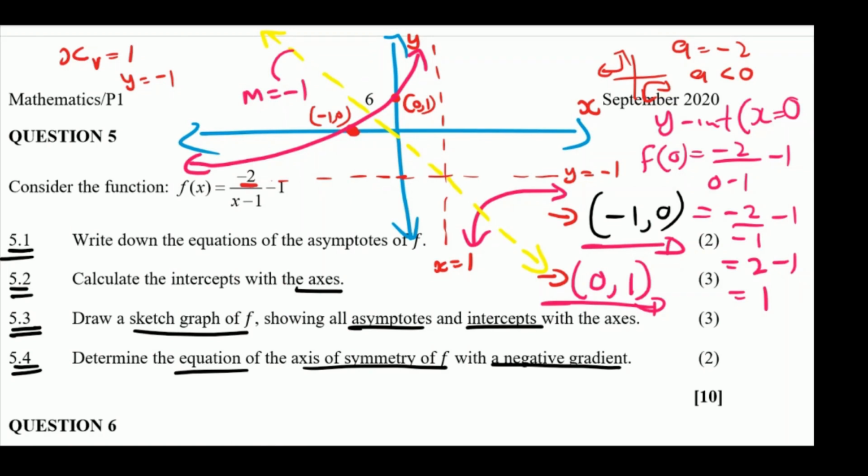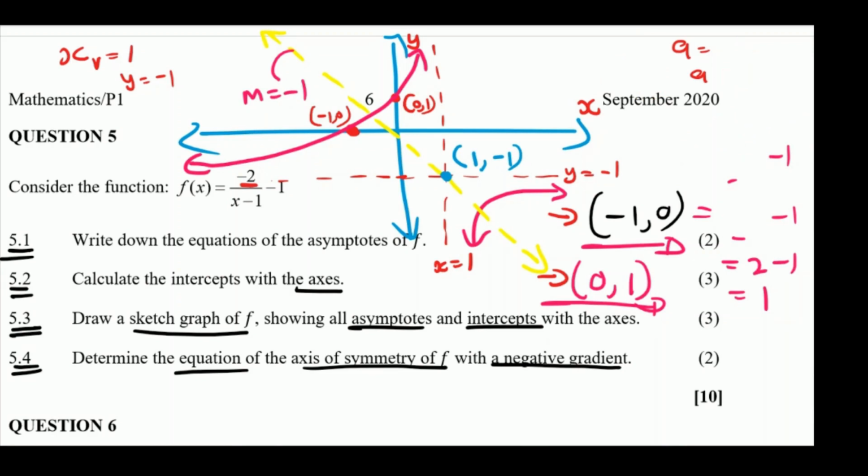To find the equation, remember that it passes through the intersection of the asymptotes. So the coordinates of the asymptotes' intersection are x equals 1 and y equals minus 1. To find the equation, we're going to first show our gradient, right?